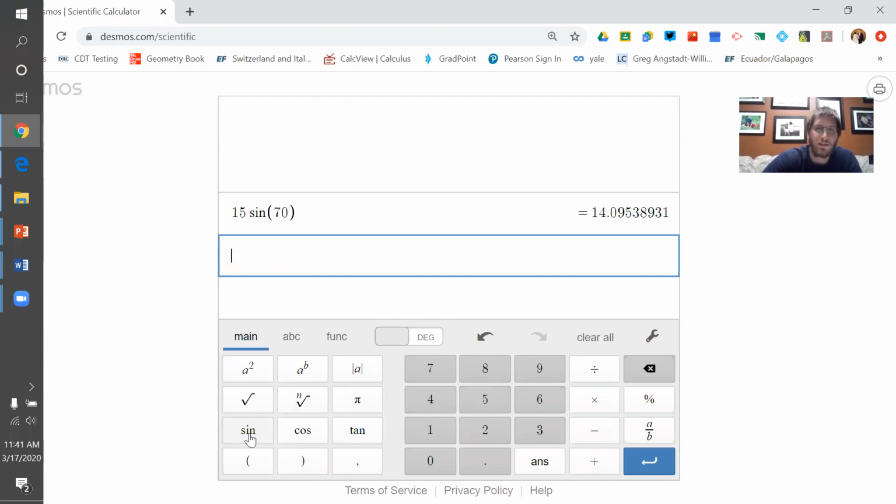So that should get us 14.09, which if I round, most of these are going to round to the nearest tenth. So I'm going to put 14.1. 14.1 is 15 sine 70. And just make sure that you're in degree mode here, right? All of these will be in degrees, so just keep it in degree mode. So that will be the first one.